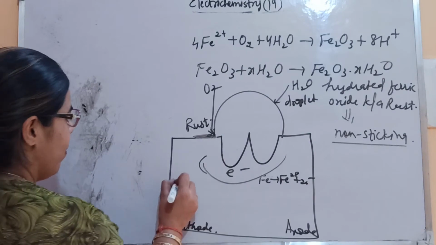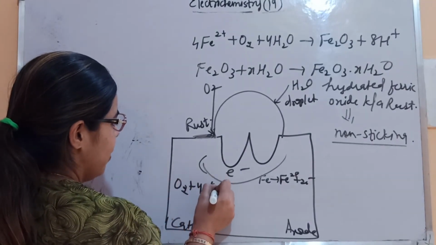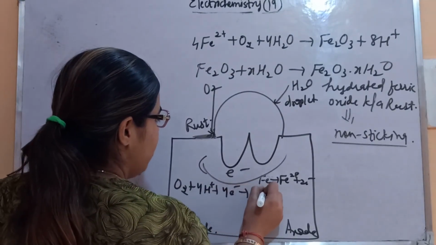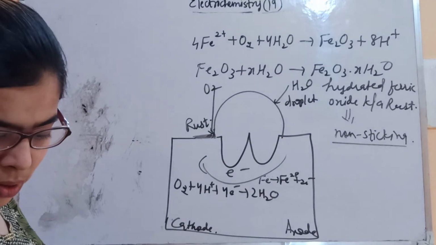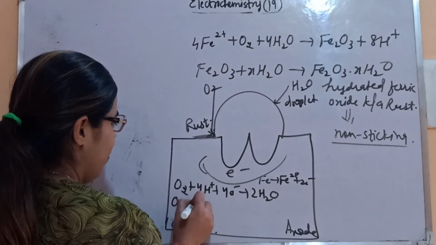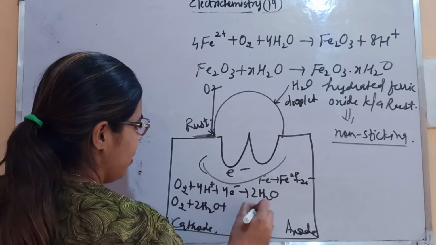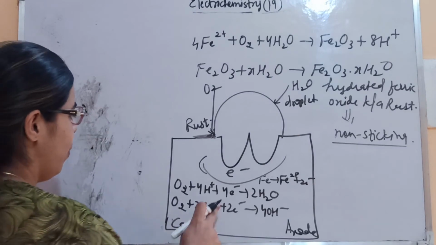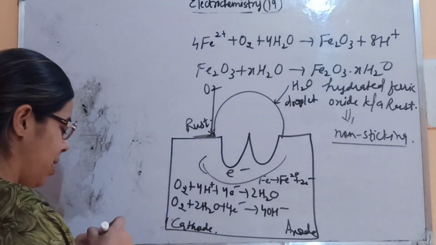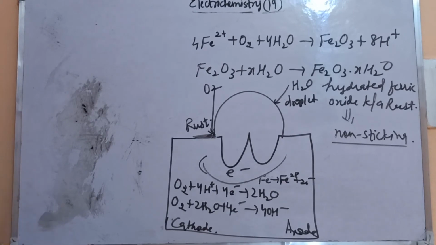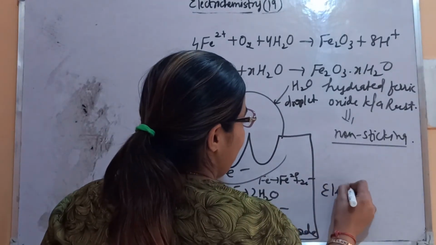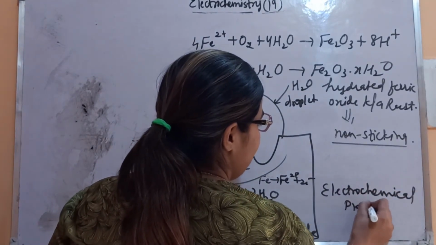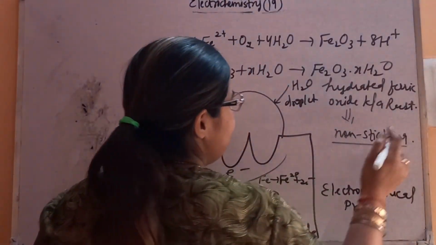The reactions are O2 plus 4H plus plus 4 electrons gives 2H2O, and then one more, O2 plus 2H2O plus 4 electrons gives 4OH minus. So this is the overall view of the electrochemical phenomenon, that rusting is an electrochemical process. See how the reactions are taking place.